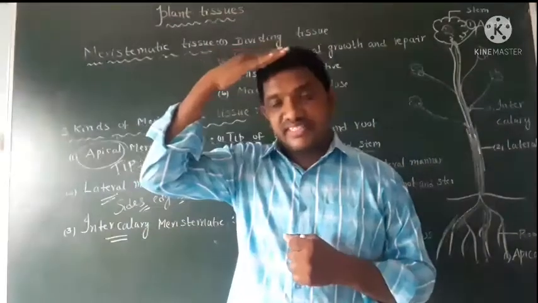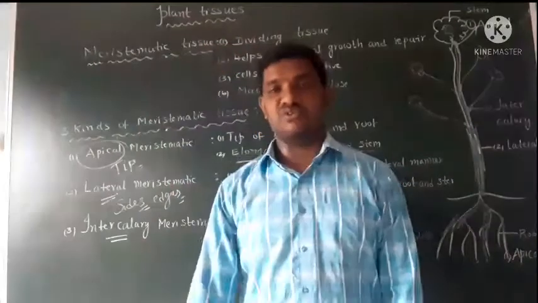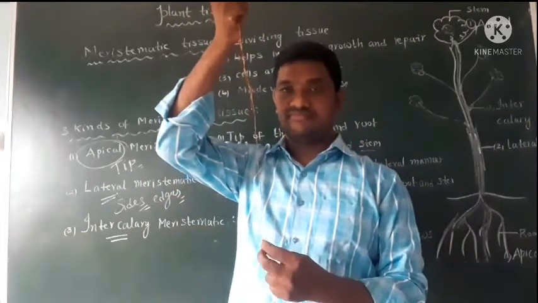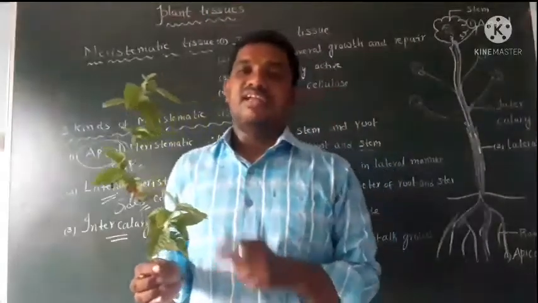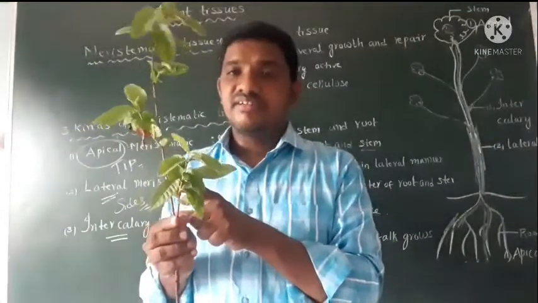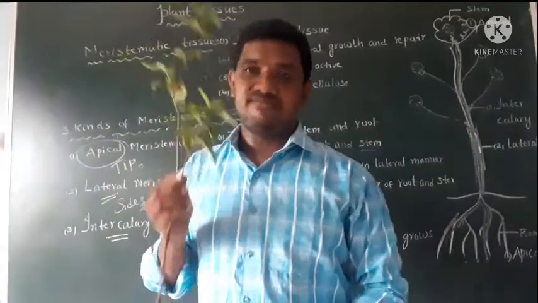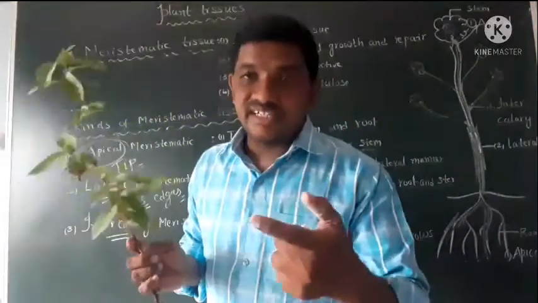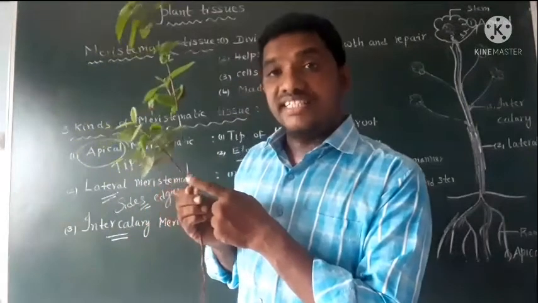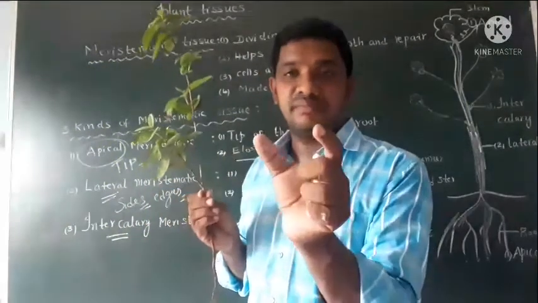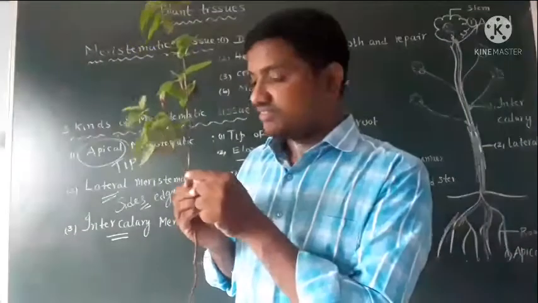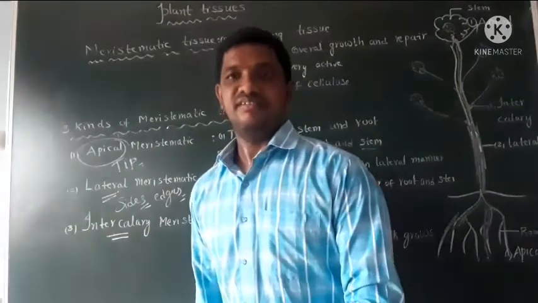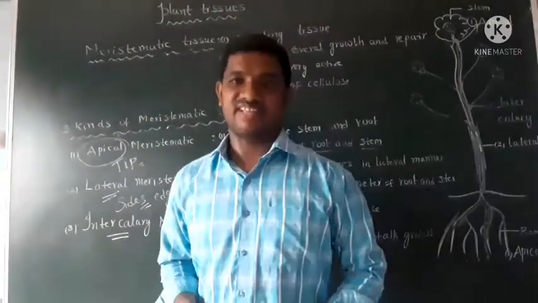Apical meristematic tissues are present at the tip of the stem and tip of the root. Second one, lateral meristematic tissues, at the edges of the stem and edges of the root. Third one, intercalary meristematic tissues: where the branching takes place, that part contains intercalary meristematic tissues. This is about meristematic tissues. Thank you so much.